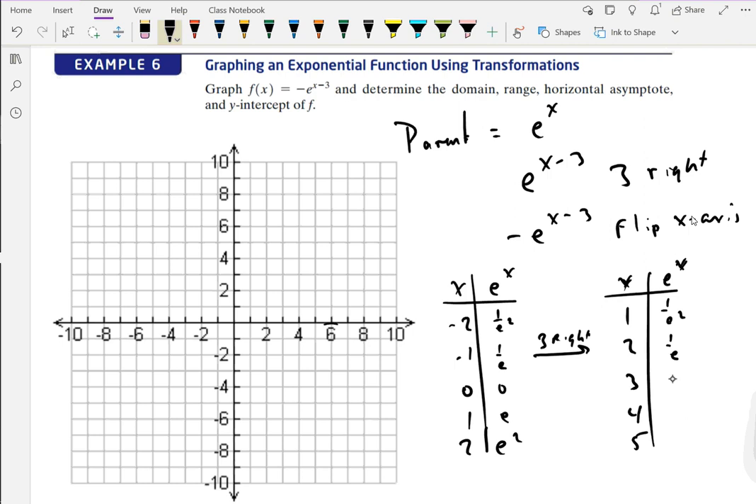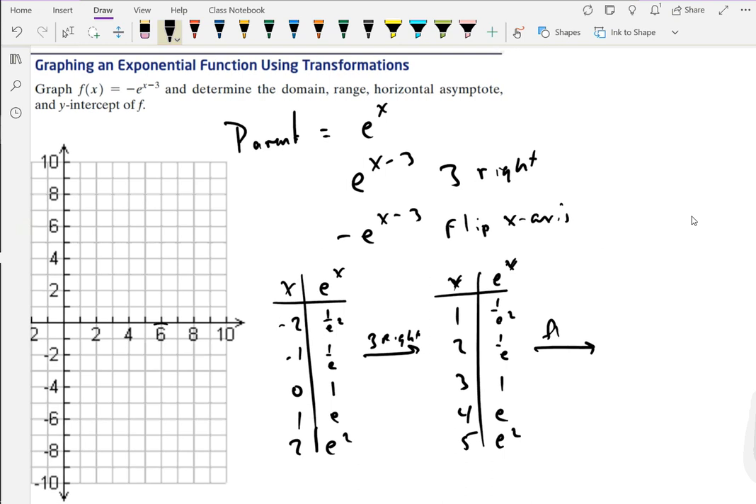Whoops, not 0, it's 0, 1. My mistake, there should be 3, 1. Anything to the 0 power is 1, not 0. Common mistake, just be careful about that. And then we would have e, and then e squared.